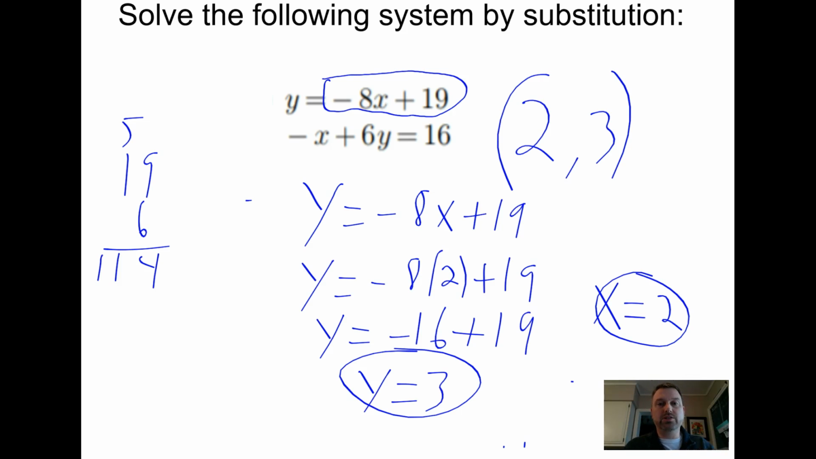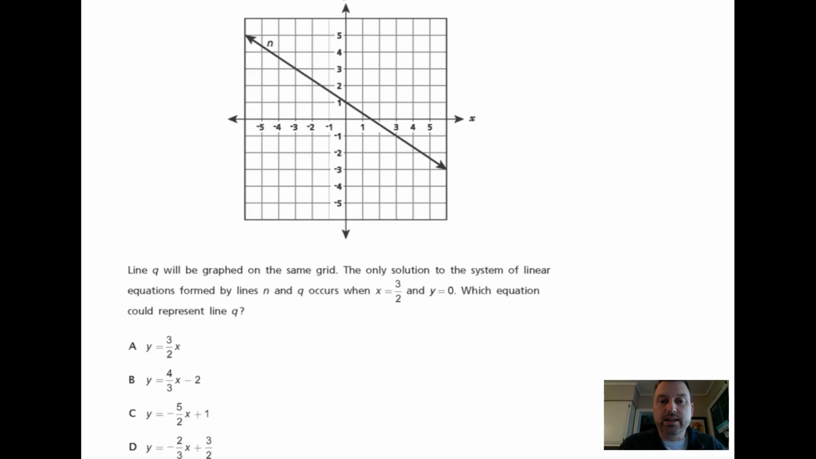Okay, so there's an elimination, there's a substitution, and now a graphing systems question will probably come in the form of a multiple choice question. It doesn't have to, but a lot of times they do. Okay, so it says line N is drawn. I think that part got cut off. So line N is drawn.